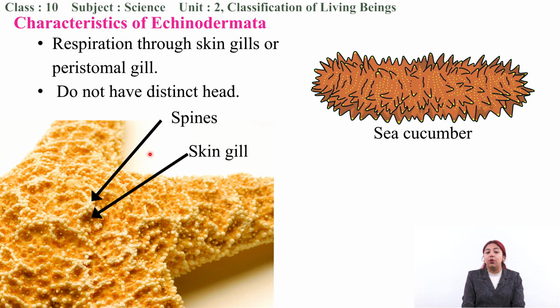They do not have a distinct head. Look at this organism. Can you tell me which part is the head and which part is the tail? No, we cannot. So, this also shows that the organisms belonging to this phylum do not have a distinct head.